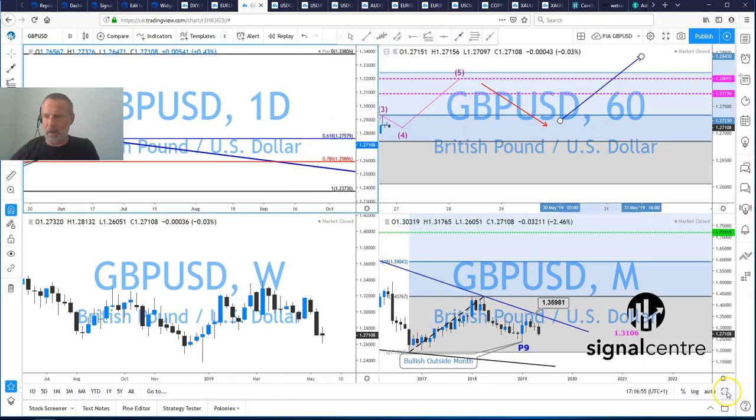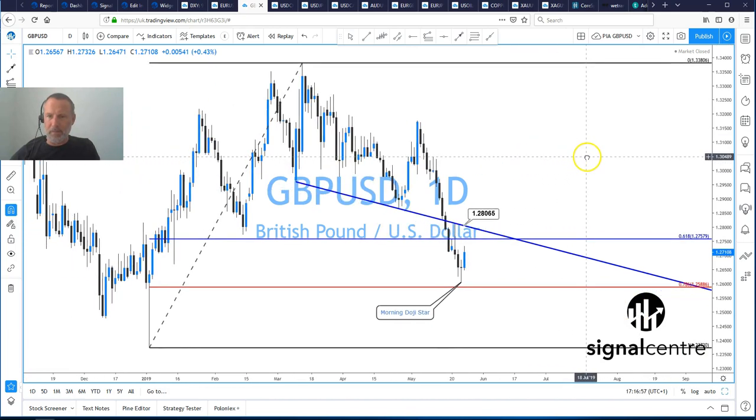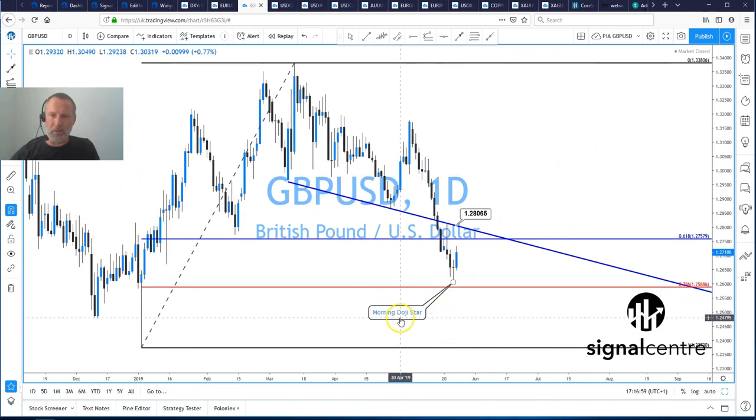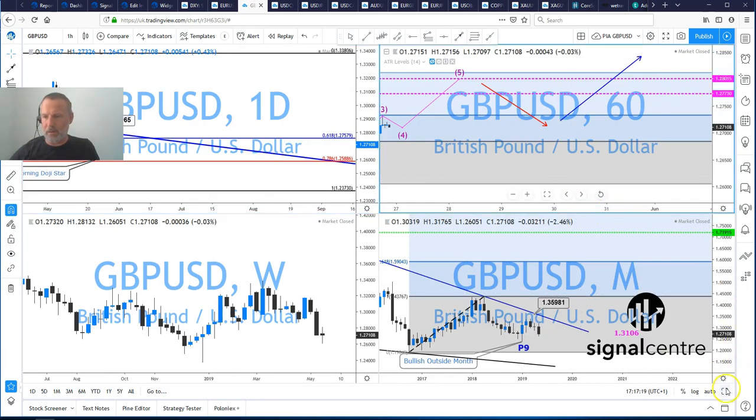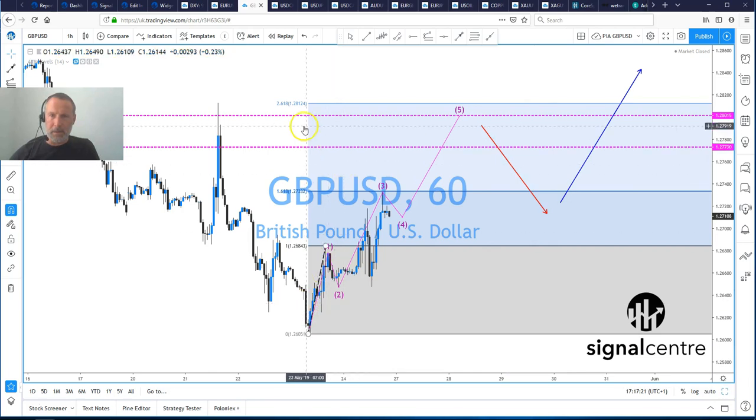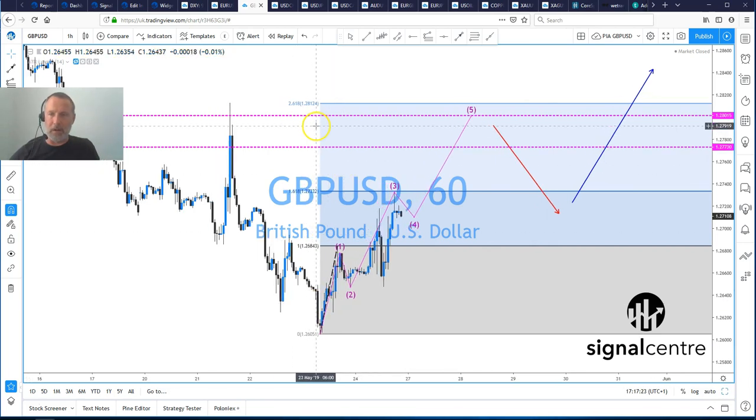If we go to the daily chart, we've got a reverse formation. So we've got a morning doji star formation. That formation often indicates the end of a trend and the start of a new upward bias. Reverse trend line resistance, and again quite important, located at 128.06, pretty close to the previous swing high, which was at 128.13. If we go to this time frame, we've got our bespoke resistance levels.